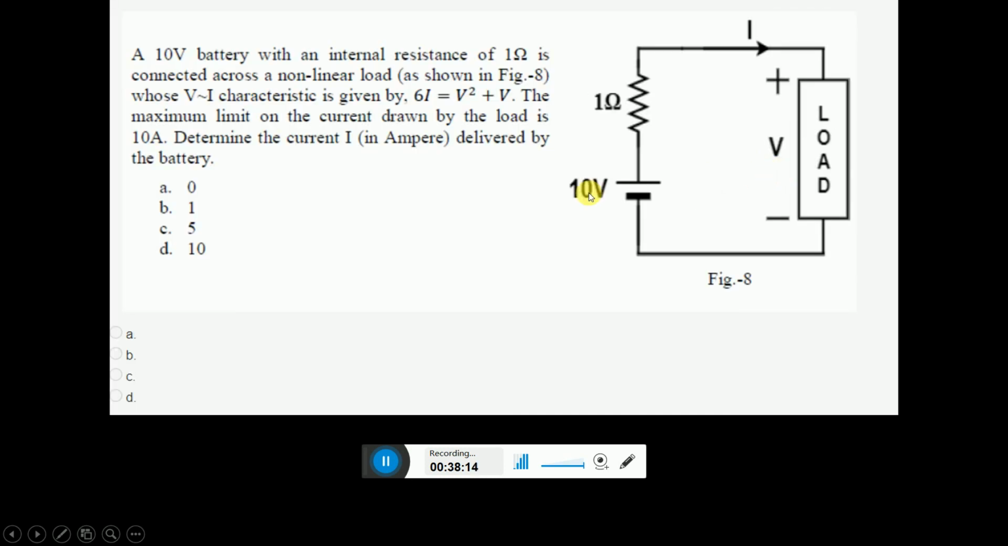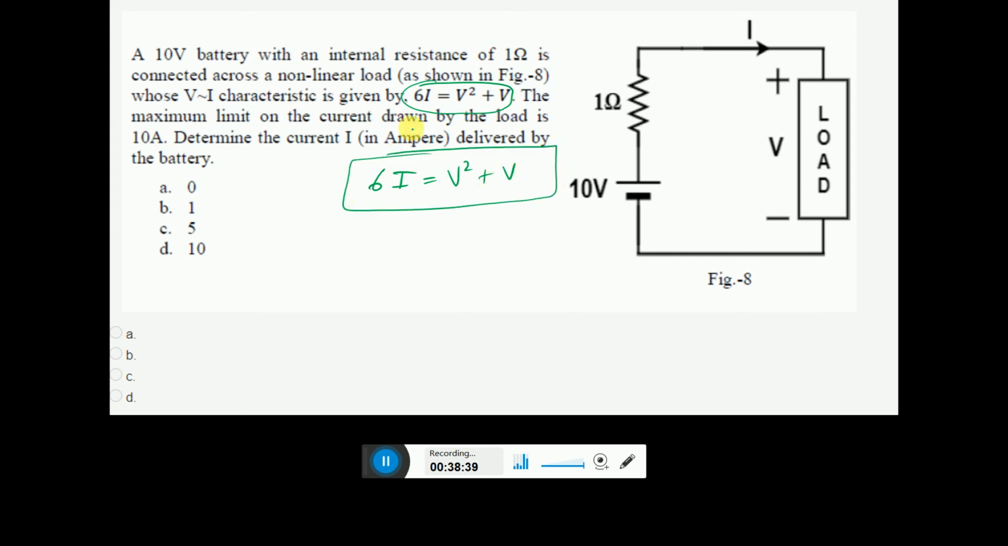Now we have another network here where some data is given. What is the question? This is a nonlinear load, right? And you already have this equation: 6I is equal to V square plus V. So this is one equation you have.